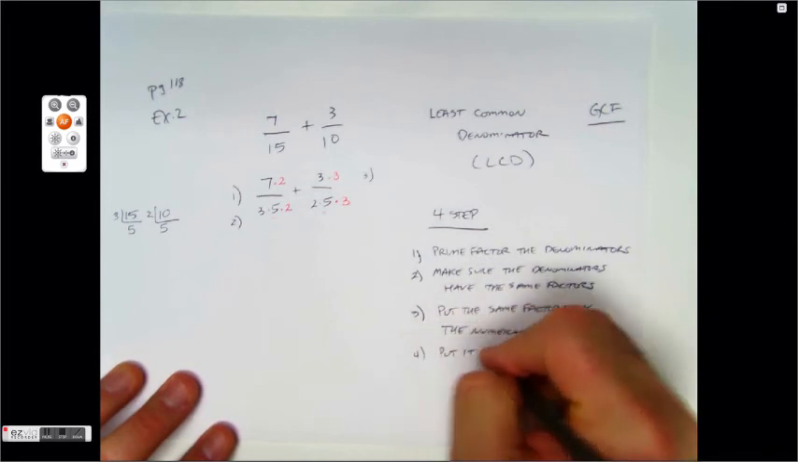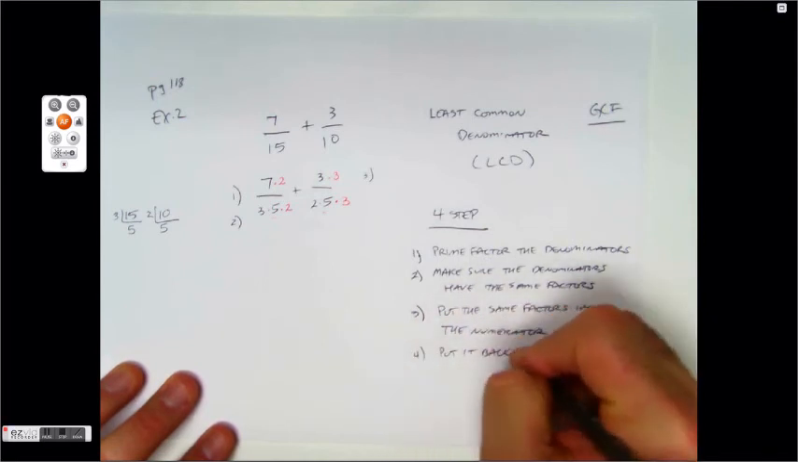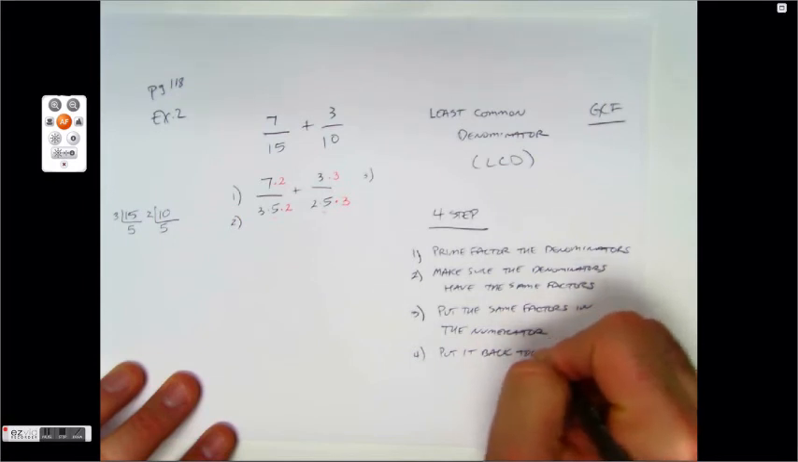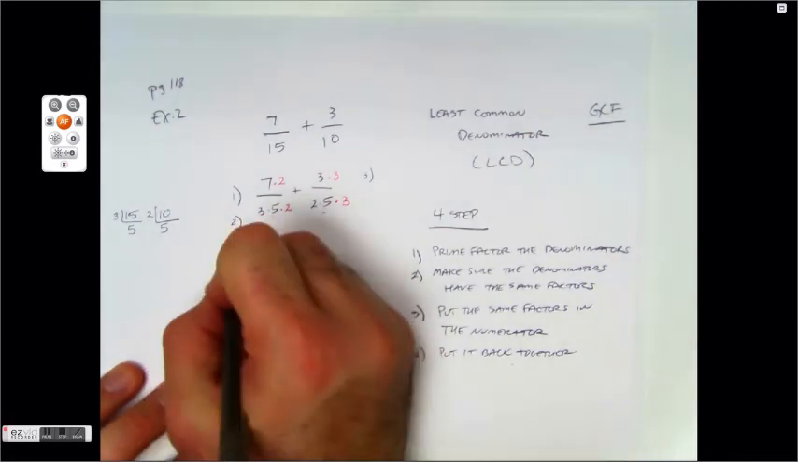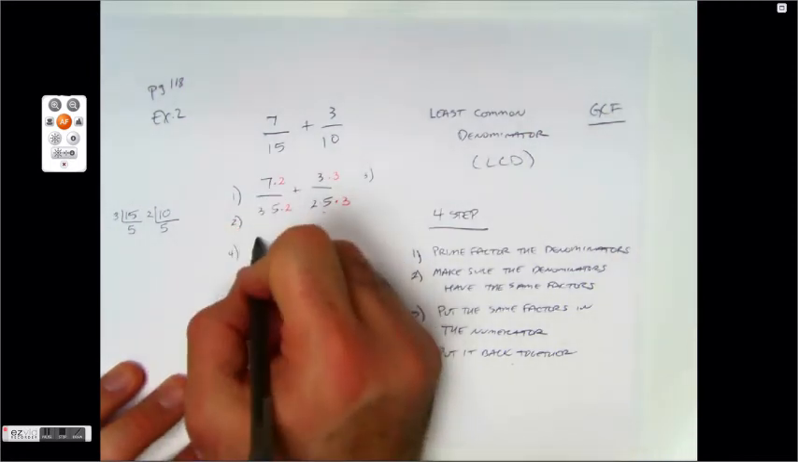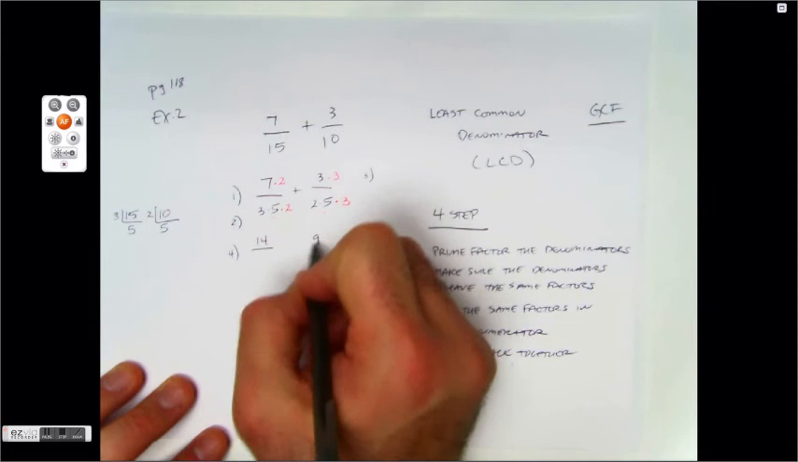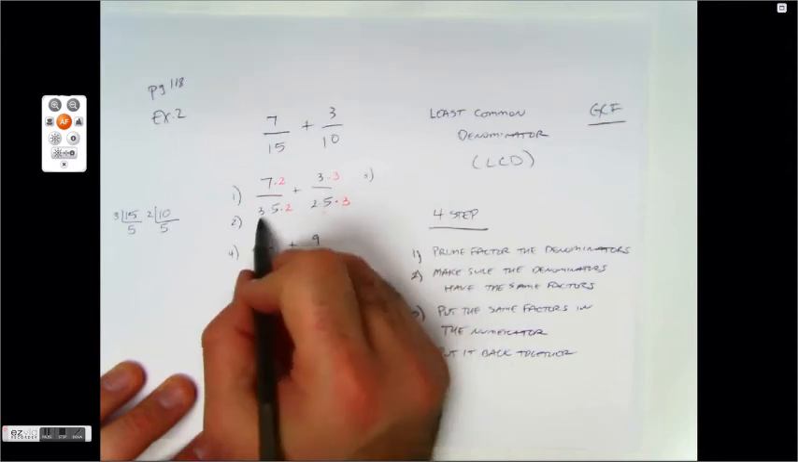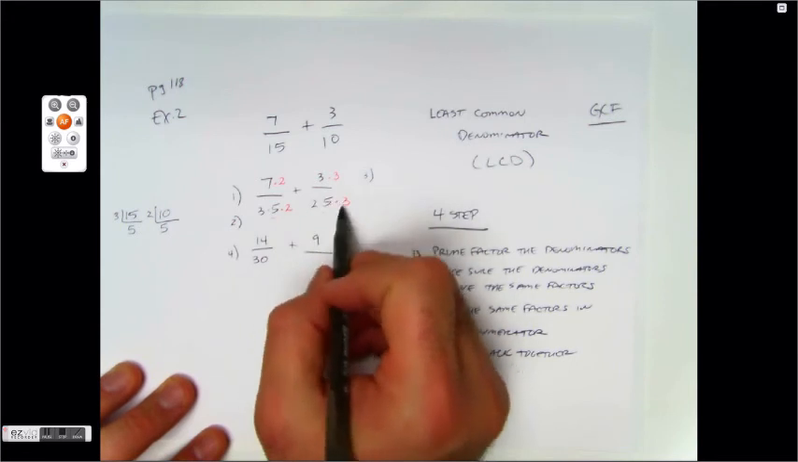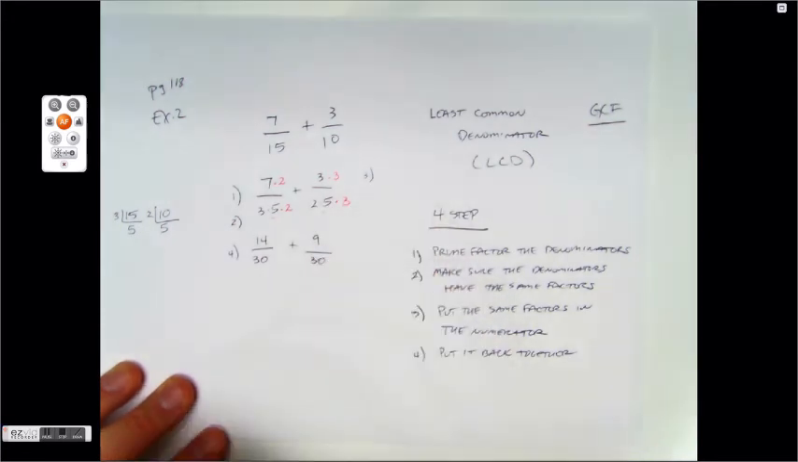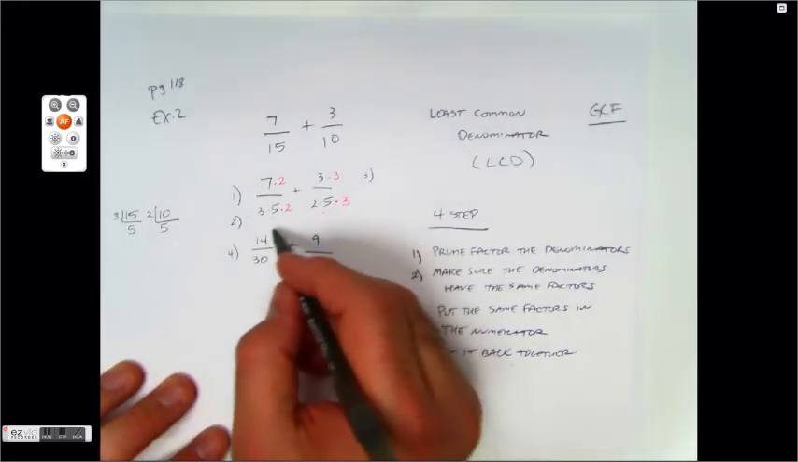Now the fourth thing I want you to do is just put it together. Put it back together. Now notice what we do here, the fourth step. 7 times 2 is 14. 3 times 3 is 9. 3 times 5 is 15, times 2 is 30. And then 2 times 5 is 10, times 3 is 30. So you can see how we get 30. They have the same factors now.